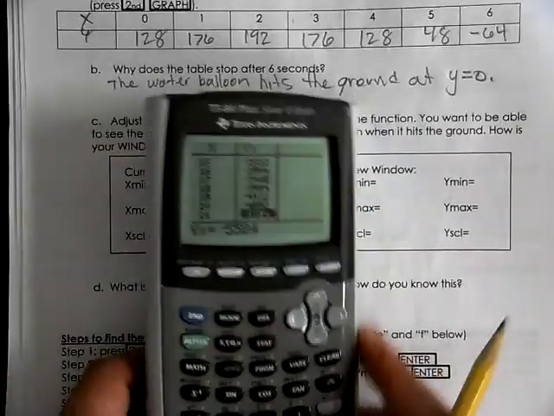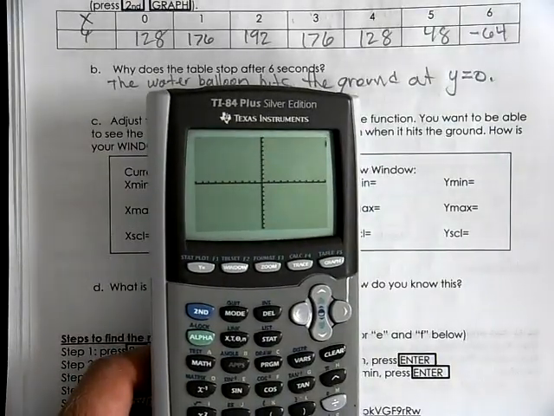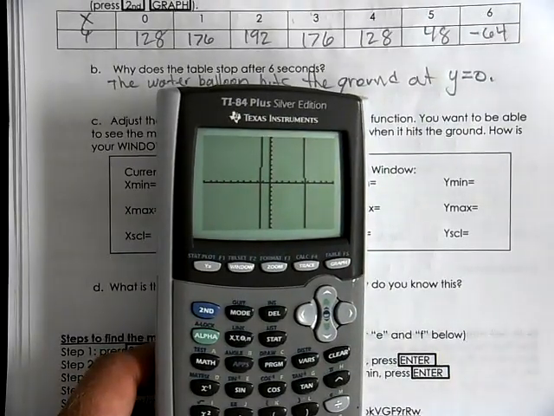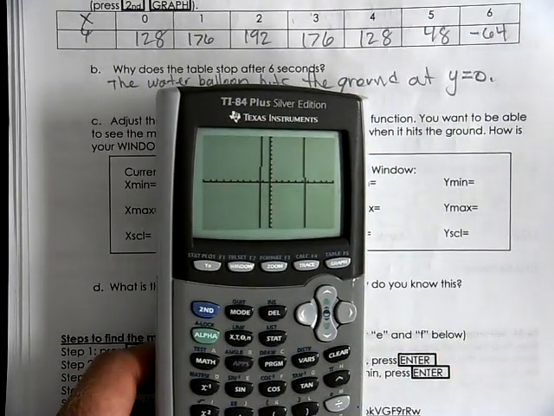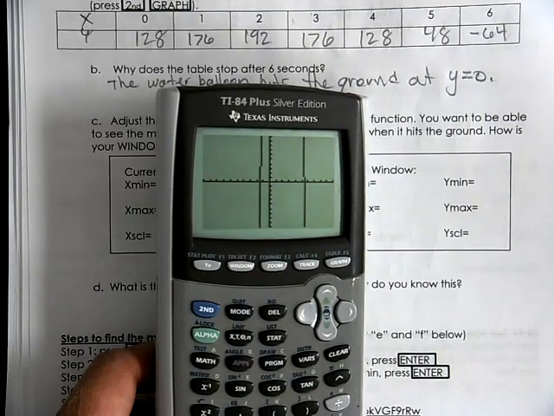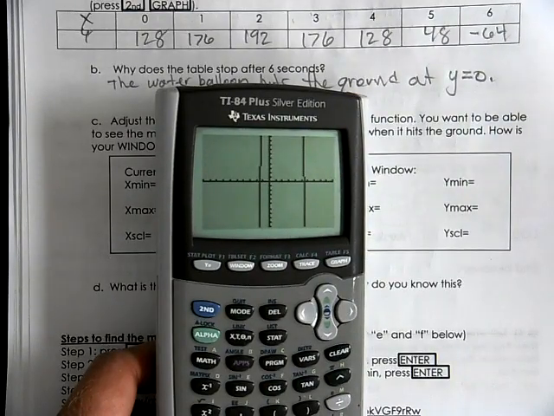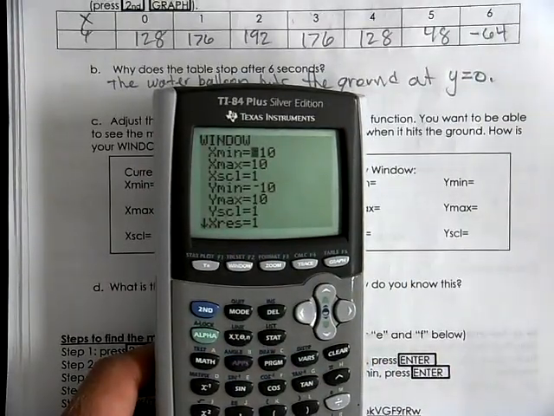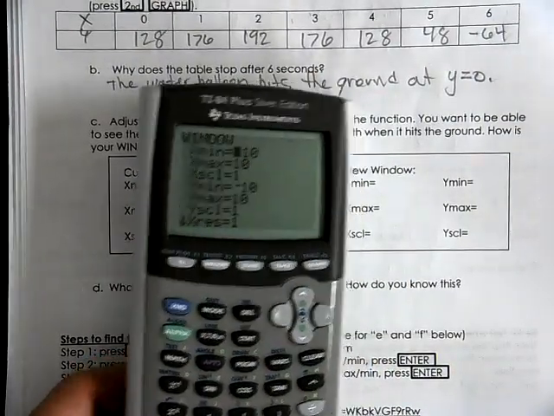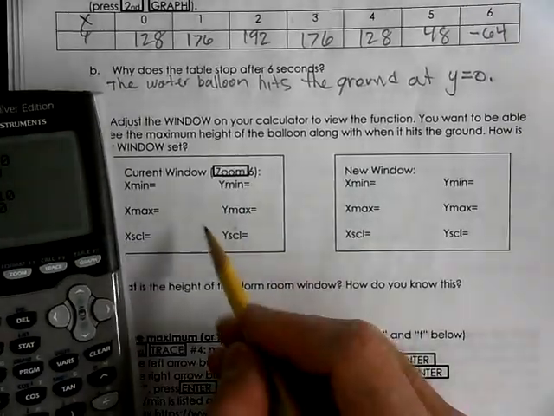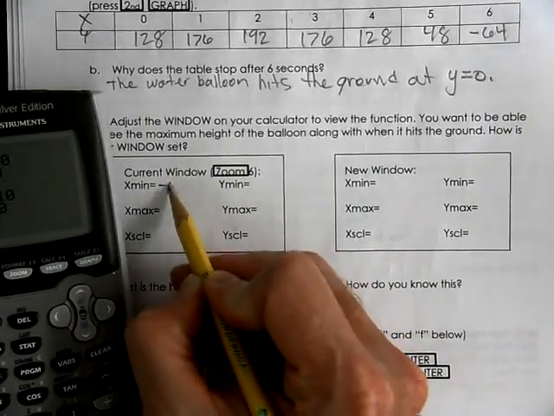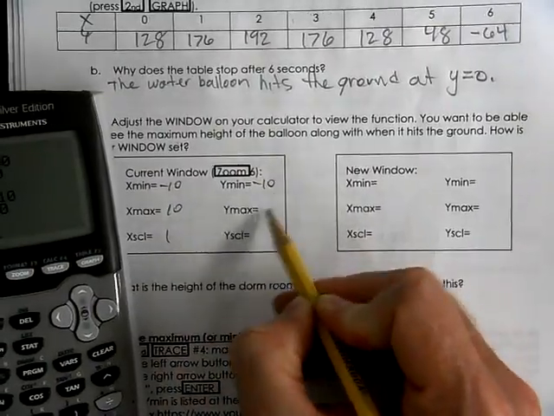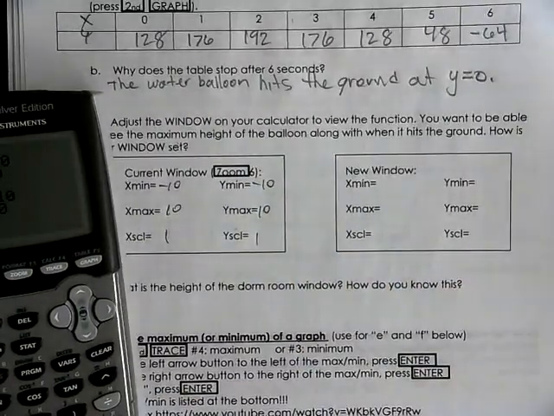So if we think about graphing this, you're going to see 2 lines pop up, but that's not much of a graph. I can't see where the max or min number is. If we go to Window, we can make some adjustments. The current window is negative 10, 10, and 1, negative 10, 10, and 1.